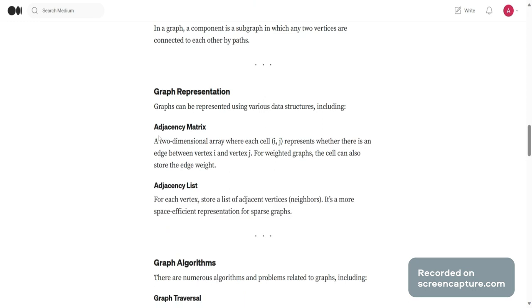How would you represent graphs? There are two data structures, mainly. Adjacency matrix, a two-dimensional array where each cell i, j represents whether there is an edge between vertex i and vertex j. For weighted graphs, the cell can also store the edge weight. Adjacency list. For each vertex, store a list of adjacent vertices. It's a more space-efficient representation for sparse graphs. Also, if there is a weight associated, then it can store a list of tuples instead of a list of vertices.